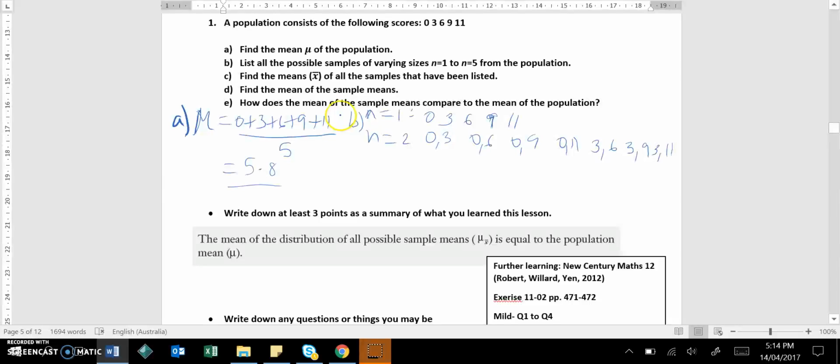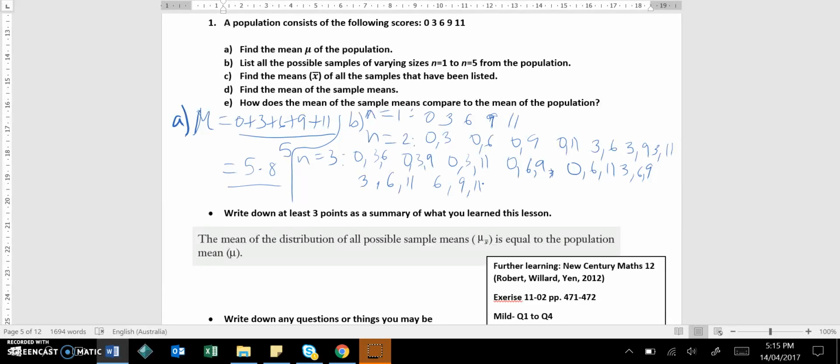Then we need to do the same thing, but this time for n equal to 3. So this time we're going to have 0, 3, 6, 0, 3, 9, 0, 3, 11, and you keep going in that fashion. So you'll then have 0, 6, 9, 0, 6, 11, 3, 6, 9, 3, 6, 11, and then 6, 9, 11. So you write down all the possible combinations with 3.